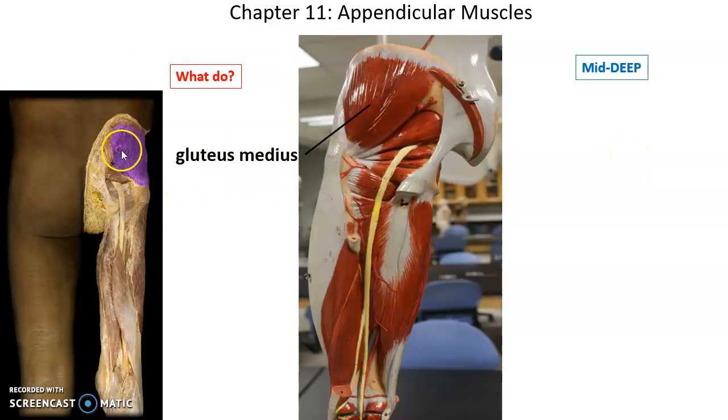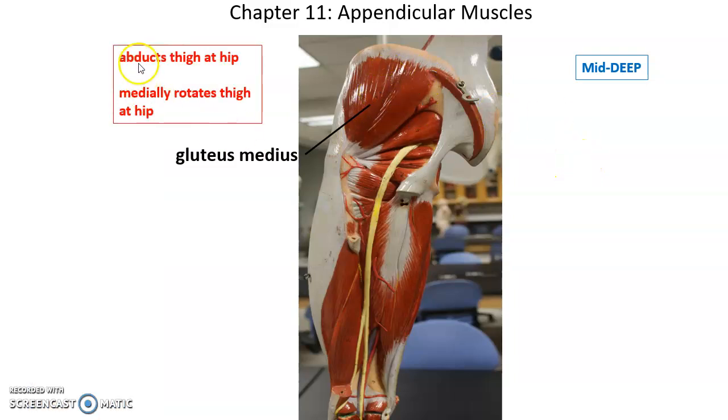Gluteus Medius. So underneath Gluteus Maximus is Gluteus Medius. Gluteus Medius helps to abduct the thigh at the hip, so pull the thigh, the leg out laterally, and also helps to medially rotate the thigh at the hip.